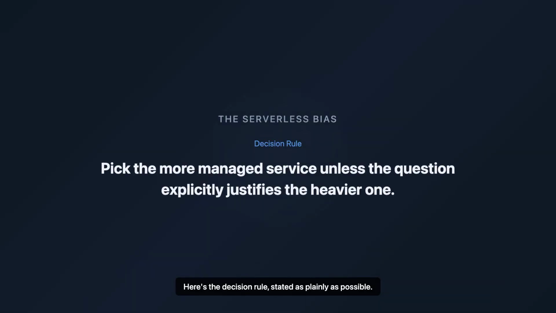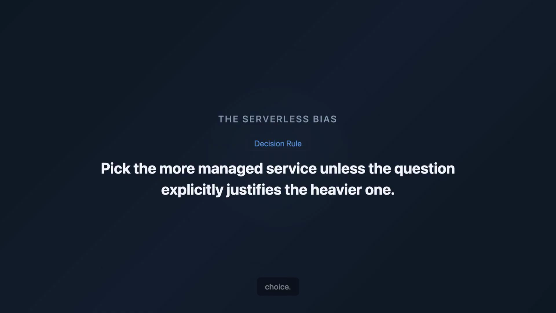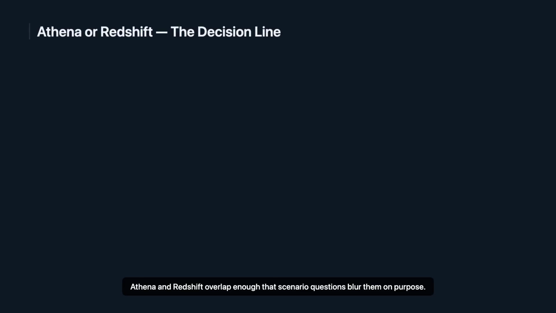Here's the decision rule stated as plainly as possible. When 2 services solve the same problem, pick the more managed one unless the scenario gives a specific reason not to. Phrases like least operational overhead, no infrastructure to manage, or minimize ongoing maintenance are all pointing you toward the serverless choice. The scenario has to argue for the heavier service explicitly. Silence means serverless wins. Athena and Redshift overlap enough that scenario questions blur them on purpose.